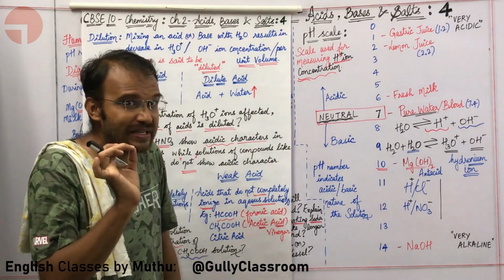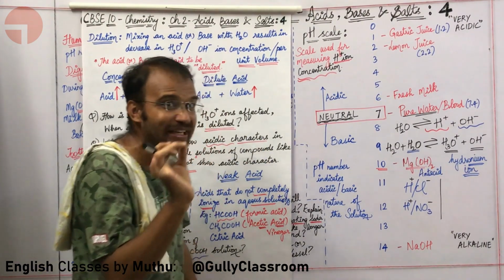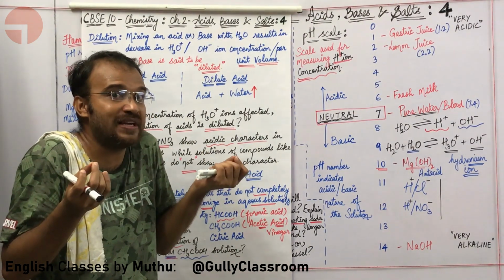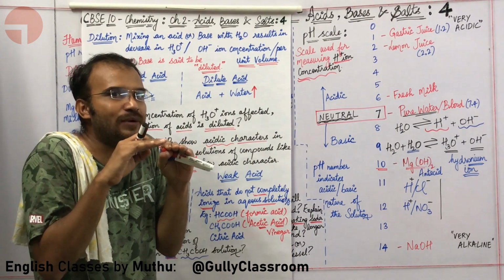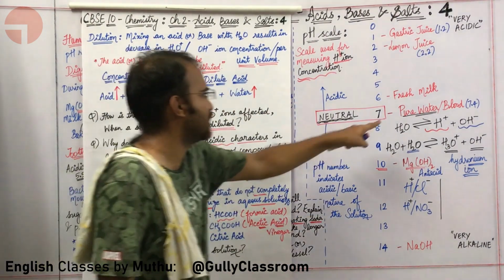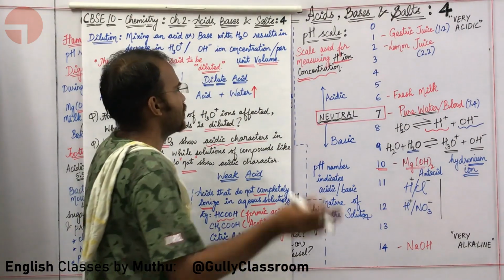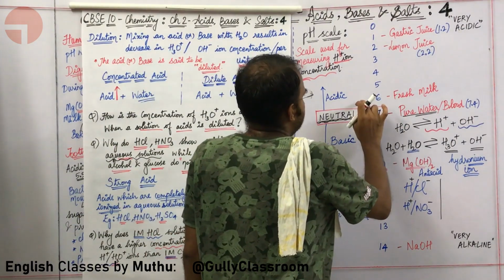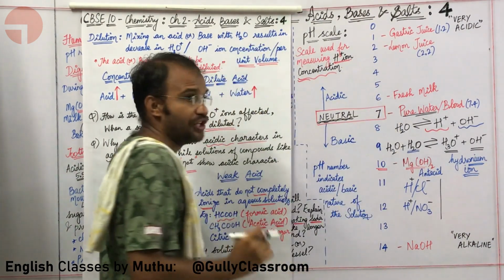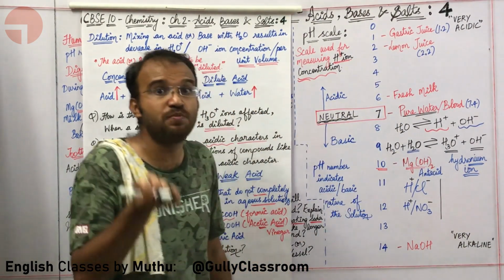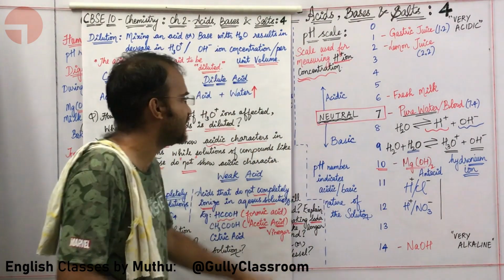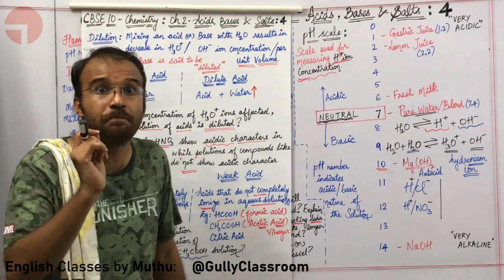Are you able to understand how I am defining the idea of neutrality? Equal numbers of H plus and OH minus ions which compensate for one another make it a neutral solution. Example, water. Okay sir, what if the pH value is decreasing? If the pH value is decreasing, then the solution is becoming acidic. If the pH value is increasing, then the solution is becoming basic.